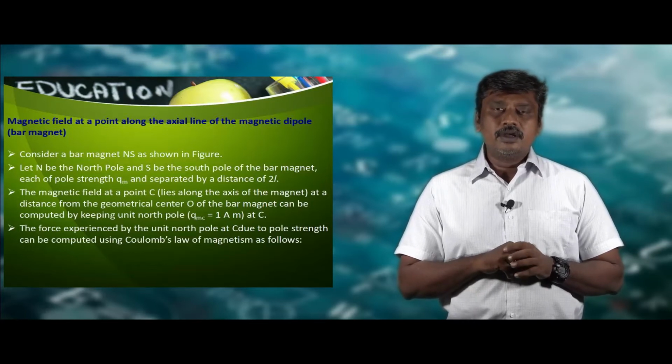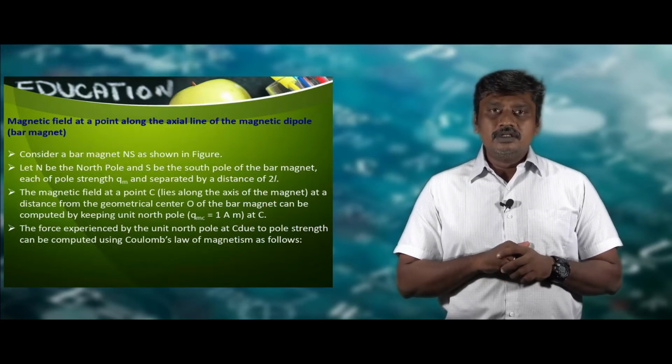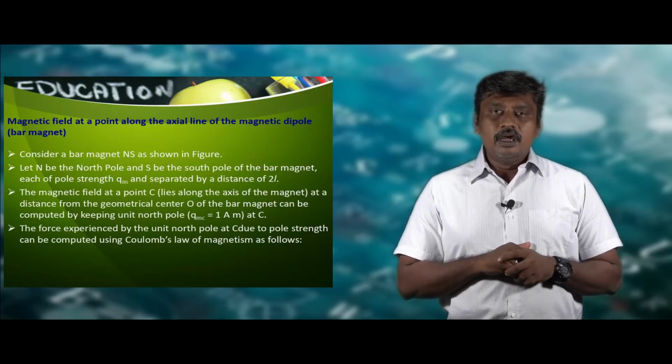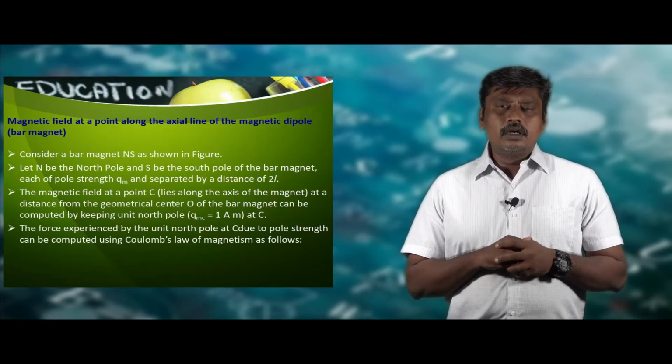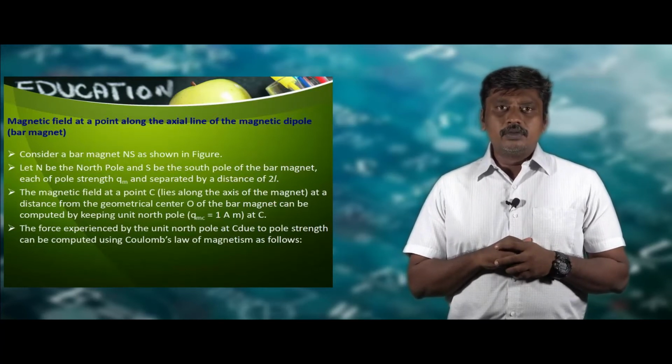For that, consider a bar magnet NS, where N is the north pole and S is the south pole. The length of the magnet, or the distance between the two poles, is 2L. C is the midpoint of the bar magnet. Now consider a point P along the axial line of the bar magnet at a distance of R from the midpoint of the magnet. Now we can find the total force experienced at the point where we kept the unit north pole due to this entire bar magnet.